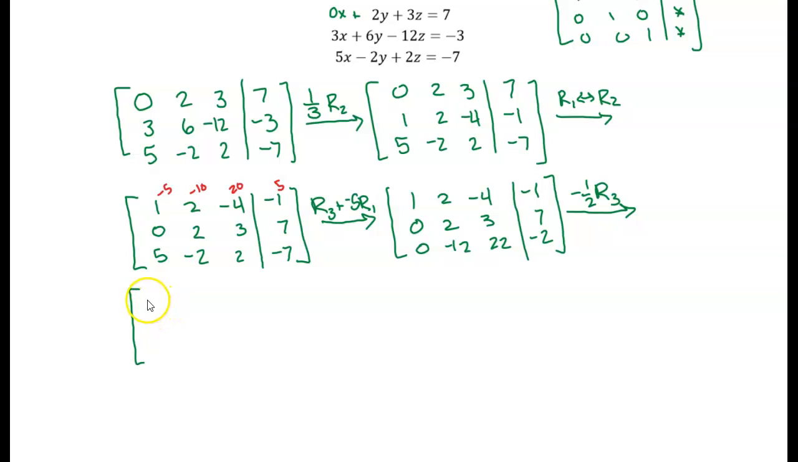I'm only changing row 3, so I'm just going to copy down what I have for rows 1 and 2. Okay, and this is 2, 3, 7, and then if I take -1/2 times everything, I get 6, and this becomes -11, and this becomes 1.